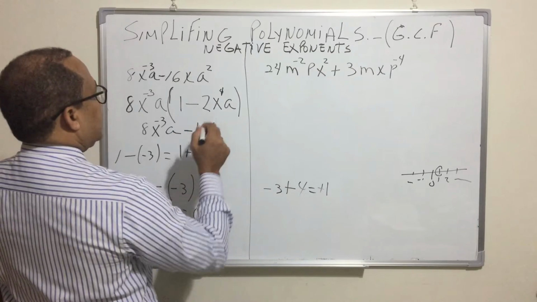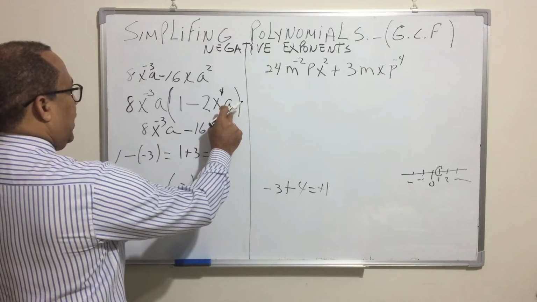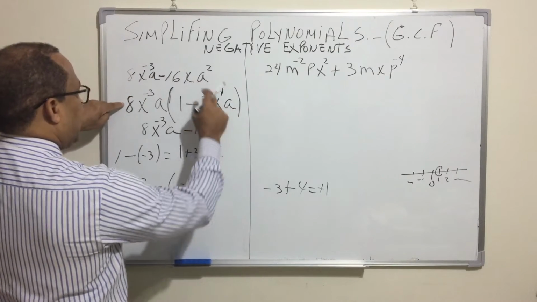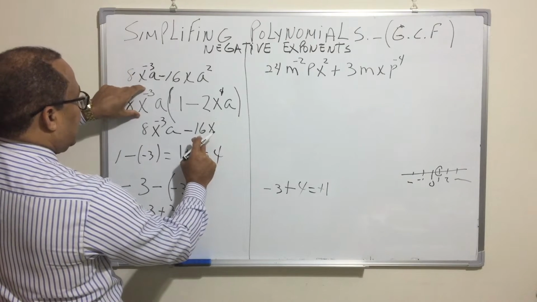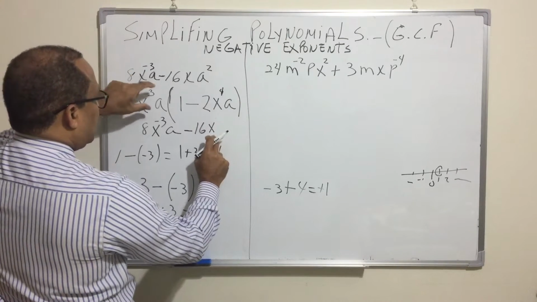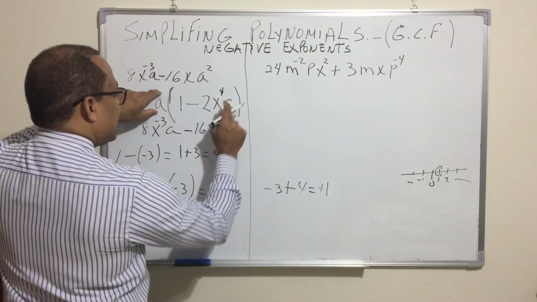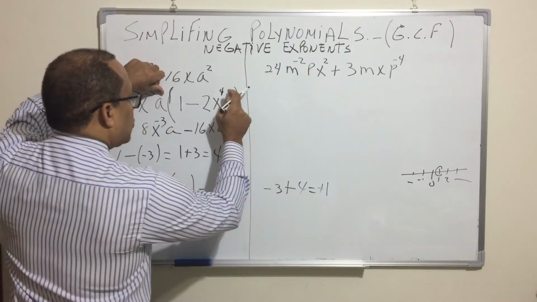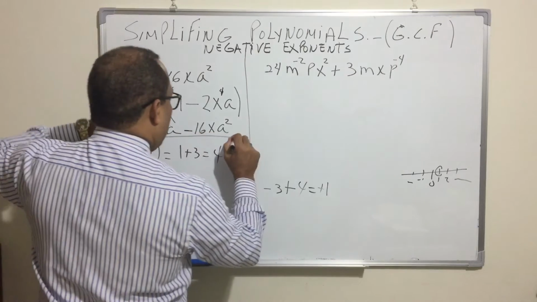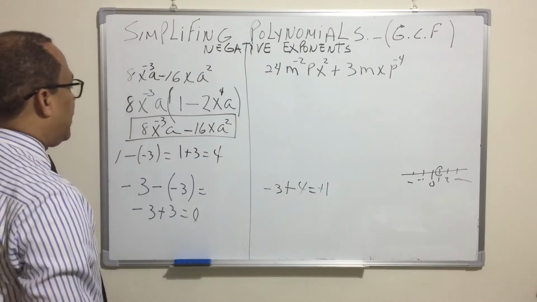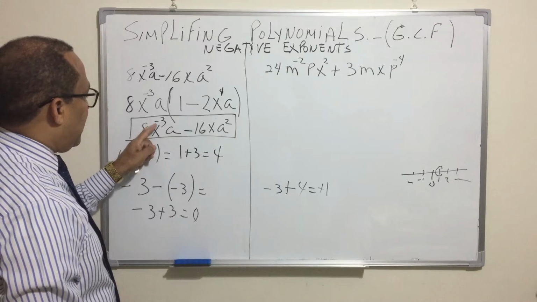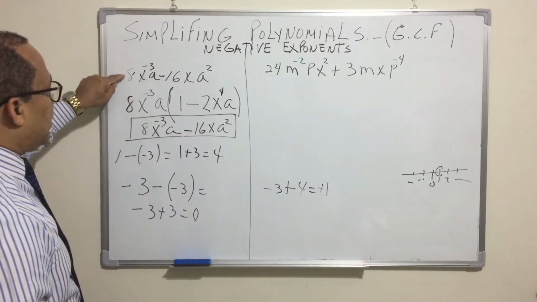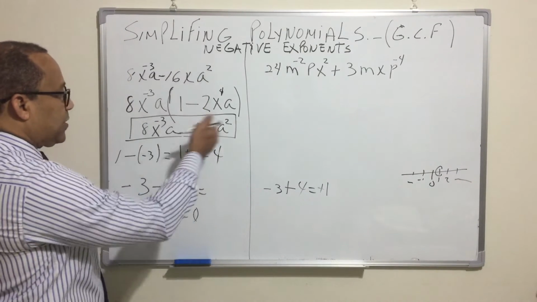And then this is 8x to the negative 3a times 2x to the fourth a. I already multiplied 8 times 2, 16. I already multiplied x to the negative 3 times x to the fourth, which equals x. And then I'm multiplying a times a to the second power. Why? Because in multiplication, I have to add 1 plus 1, which equals a to the second power. Result: 8x to the negative 3a minus 16xa to the second, which is the same as the given exercise. So that's the result.